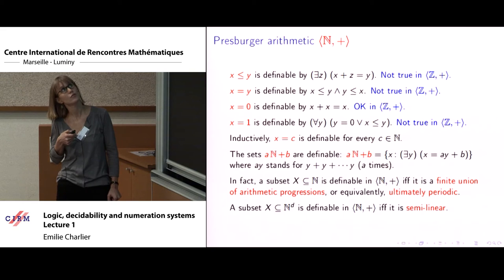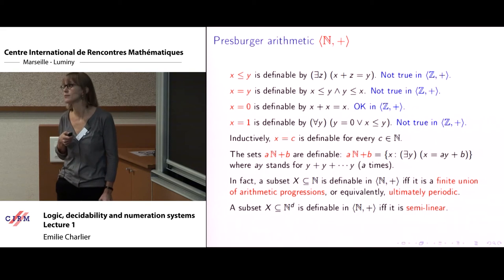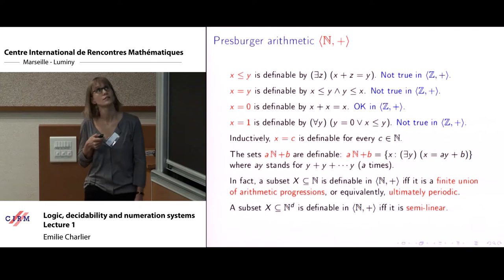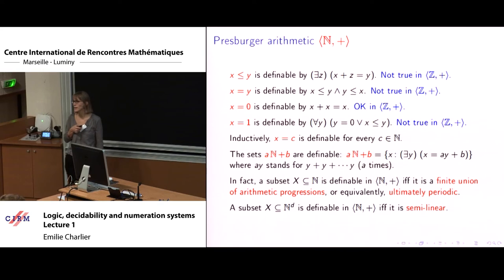And this is true in N plus, but it's not true in Z plus. Is it clear why? Of course, the fact that we have only positive elements in the domain plays a crucial role here in Presburger arithmetic. So usually when you see the structure Z plus, you always add the relation less than or equal to, because you cannot define it just from the addition. And here, equality is actually definable, right? I said we would add equality to each structure, but actually you don't have to do that in this case, because two elements are equal if one is less than or equal to the other, and the other way around is true too, which is again not true in Z plus.